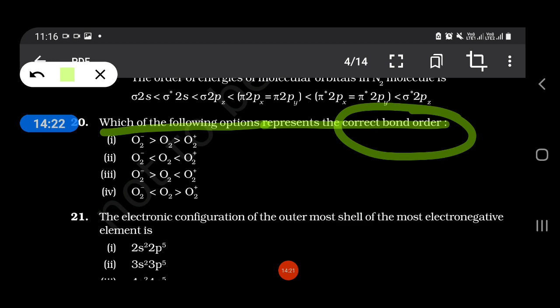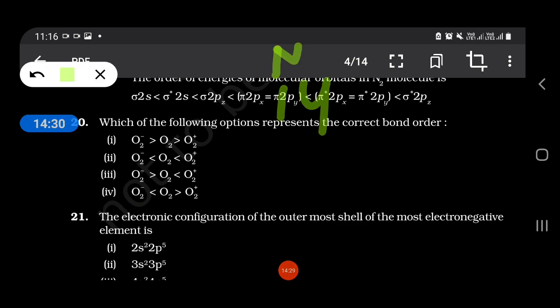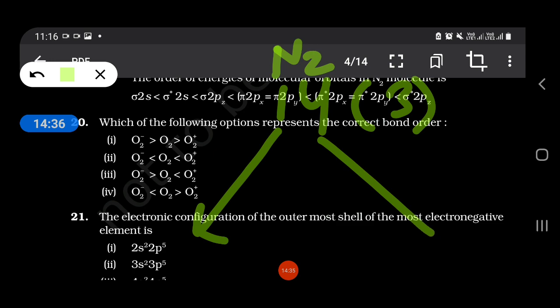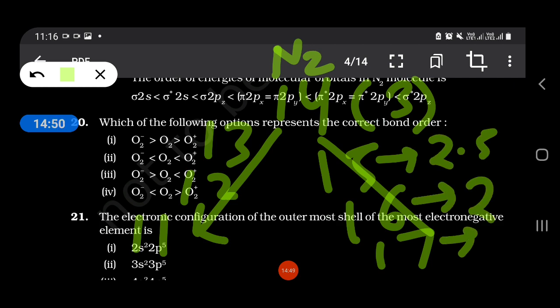So I have a trick for these questions. Firstly, write 14, that is for N2, and write the bond order here. Then 14, 15, 16, 17, and here 13, 12, 11. The bond order decreases by 0.5. So for 15 it is 2.5, for 16 it is 2, and for 17 it is 1.5.